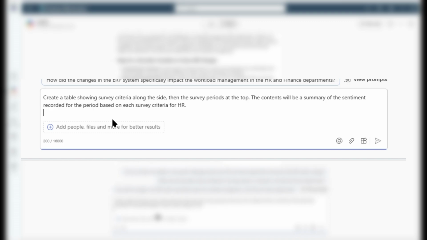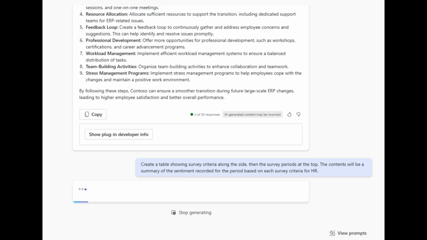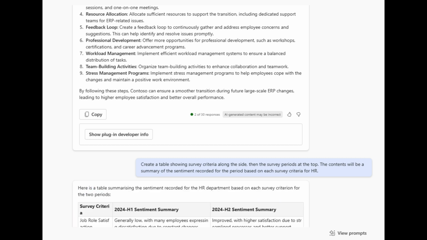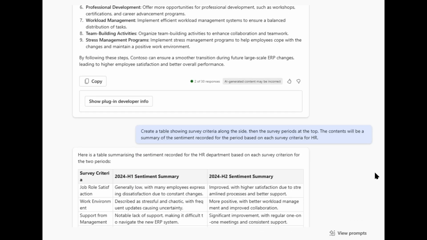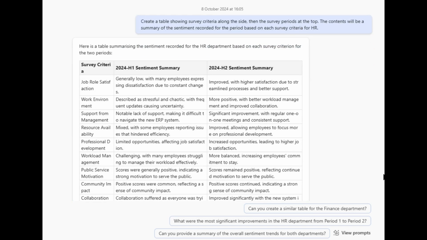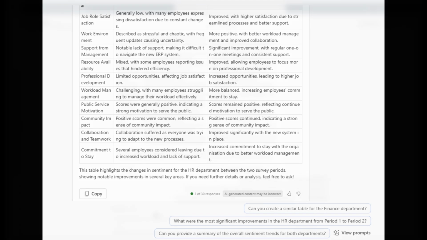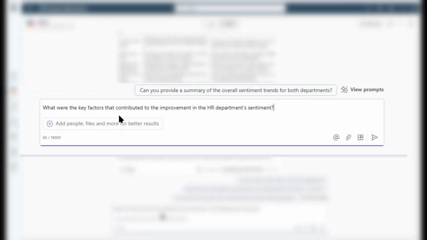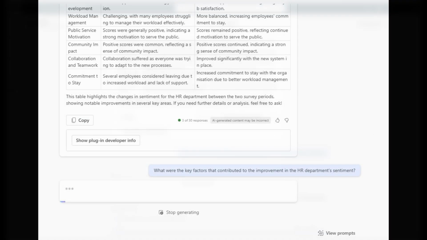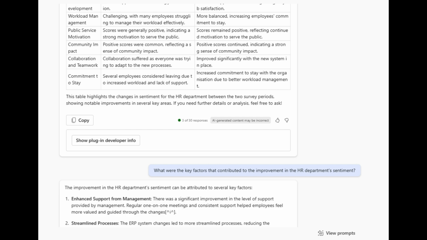Let's look at the results in a different way. This prompt asks for a table to be created that shows the different survey criteria and a summarization of the sentiment recorded for each period, but specifically for HR. Now, this is a great way to reframe the original results in a way that impacts a single team. What changes were seen during the year, and how did that differ from the organization as a whole, and even what does good look like? So let's use this prompt to find out more about the factors that contributed to HR's sentiment. As you can see, we can create a narrative in the context of HR, ERP systems, and the influence of other parts of the organization on those results.